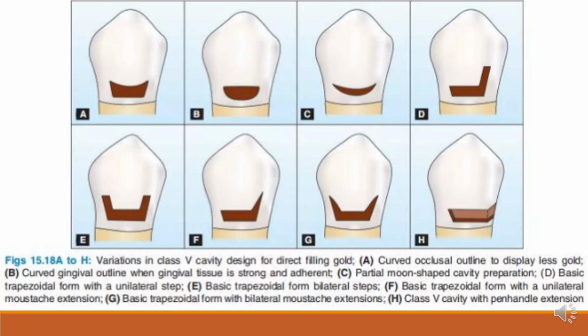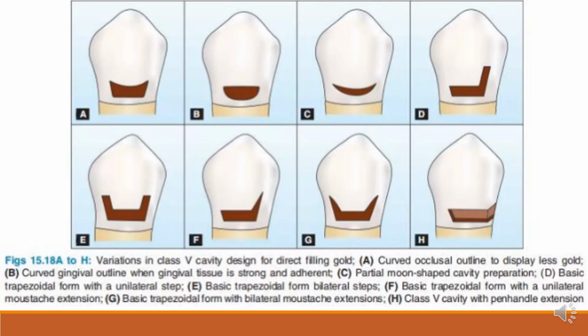Various variations in class 5 cavity designs for direct filling gold. First one shows the curved occlusal outline to display less gold. Second one shows curved gingival outline when the gingival tissue is strong and adherent. Third one shows partial moon-shaped cavity preparation, that is the semilunar shape. Fourth one shows basic trapezoidal form with a unilateral step.